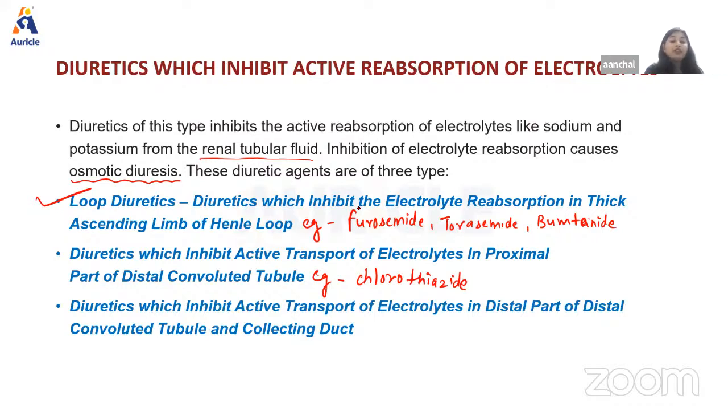Now next we have the diuretics which inhibit active transport of electrolytes in the distal part of the distal convoluted tubule and collecting duct. So basically, some of the diuretics inhibit reabsorption of sodium and excretion of potassium in the distal portion of the distal convoluted tubule and collecting ducts. Such substances are known as potassium retaining diuretics or potassium sparing diuretics. And the example we have is amiloride. Okay, so these are the examples.